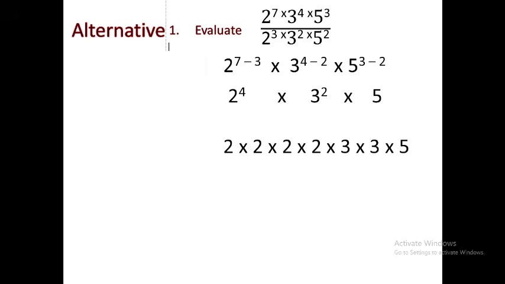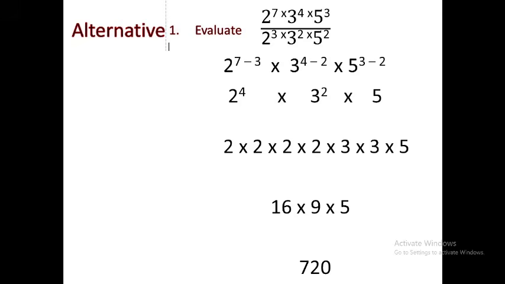2 times 2 will give us 4. 4 times 2 will give us 8. 8 times 2, that will be 16. And so we have 16 times 3 times 3, that will give us 9. And then our times 5. We find the product of 16 times 9 times 5. Everything will give us 720. Like the other one, the same thing. I believe that is okay. So we had 720 earlier, and the alternative method is also giving us 720.